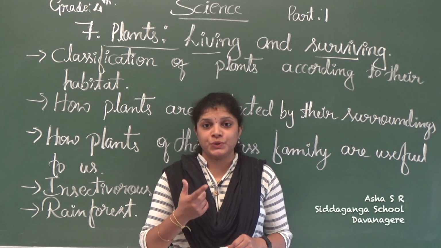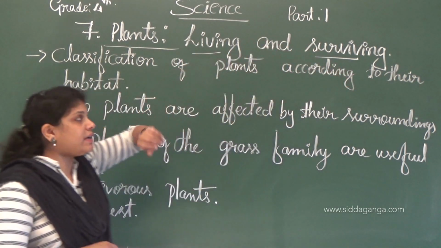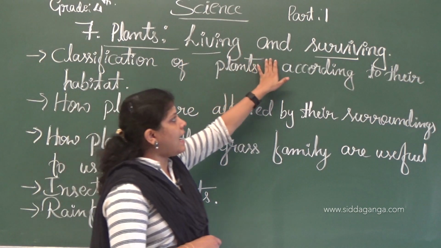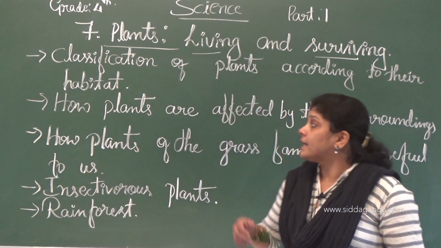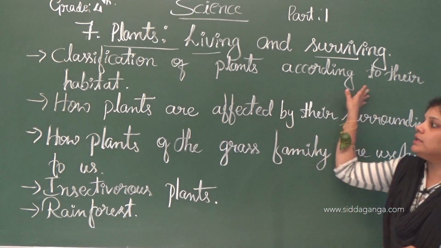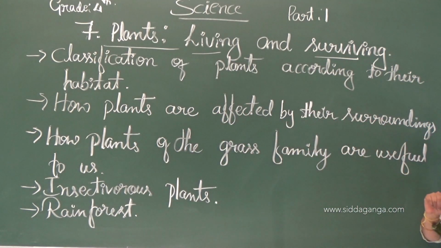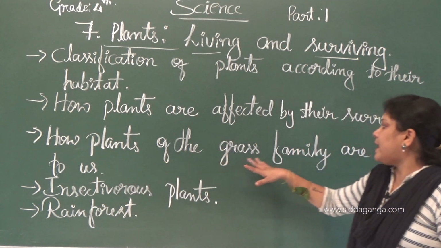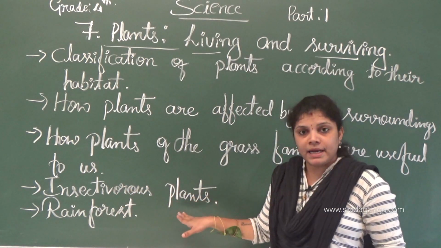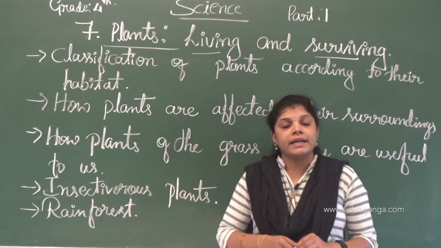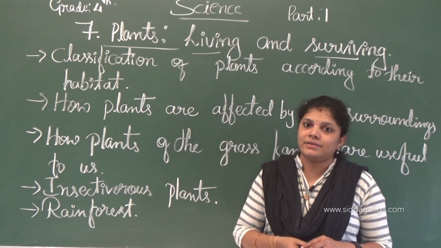Today I am going to start a new chapter, plants living and surviving. In this chapter, you will learn about classification of plants according to the habitat, how plants are affected by their surroundings, how plants of the grass family are useful to us, and then insectivorous plants, and last again about a rainforest. See, these are all the main topics to be covered in this lesson.